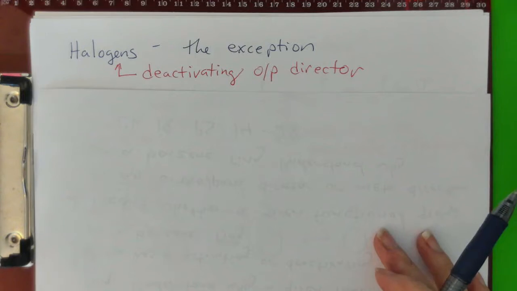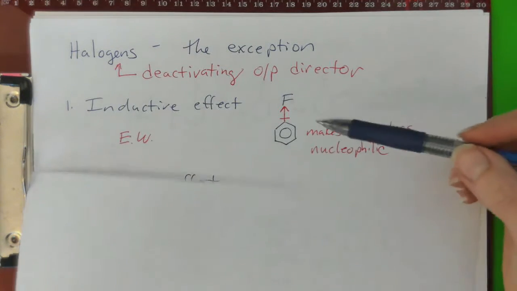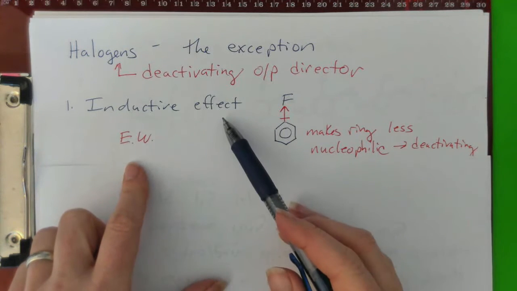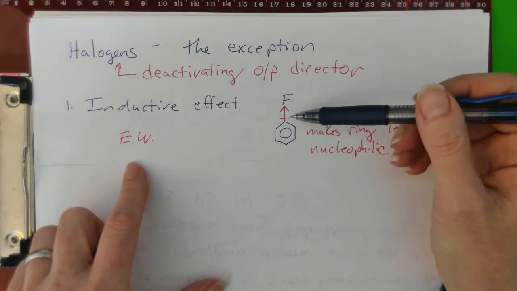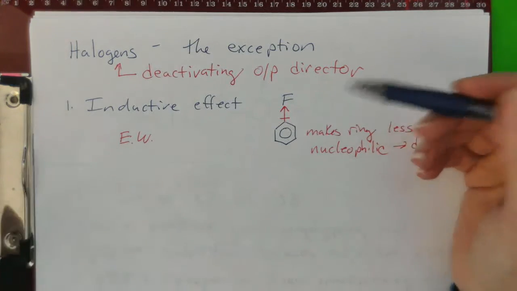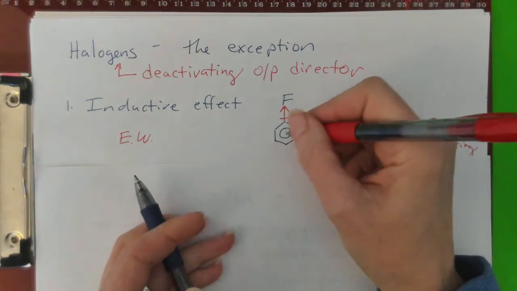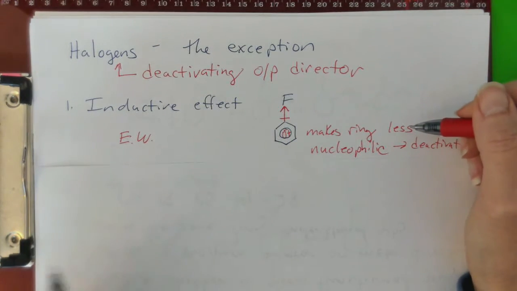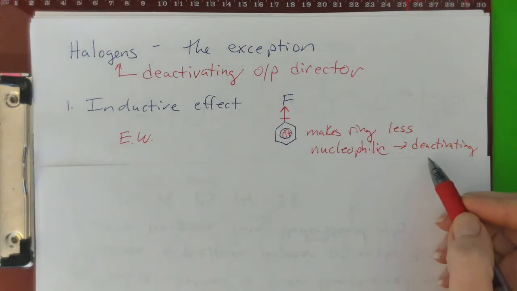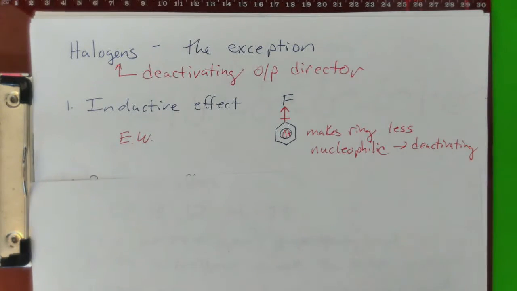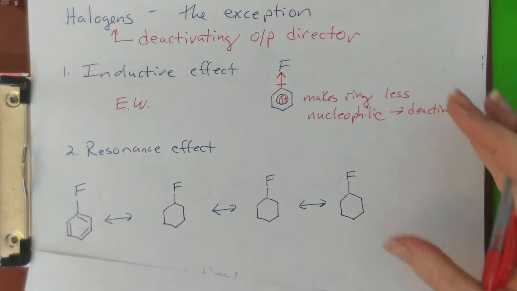So first of all, just some review. We went through already discussing how, from an inductive standpoint, halogens are going to withdraw electron density from the benzene ring, making it more electropositive. So it's going to be less nucleophilic. So that's why it's a deactivating group. Remember, the halogens were weird in that the inductive effect was very important.